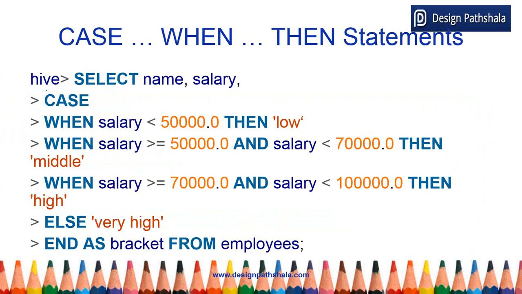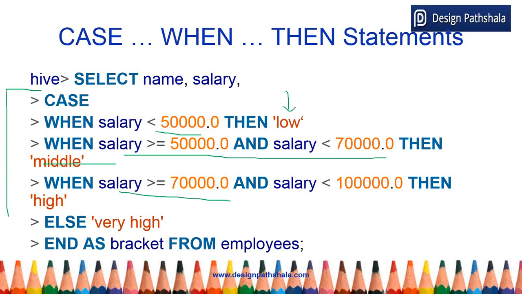Case statements, as we do in our MySQL world. Case when this, when this, when this. So when the salary is less than 50,000, low will be printed. When the salary is greater than 50,000 and less than 70,000, middle will be printed. And when the salary is greater than 70,000, high would be printed, as very high.